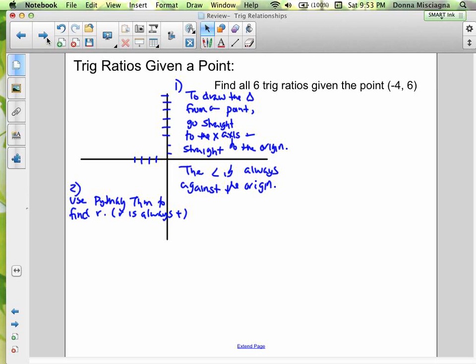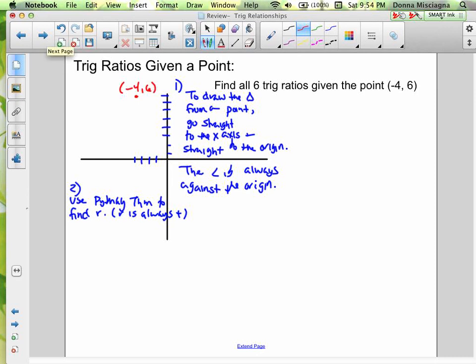I have listed the steps here. If the steps are not in your notes, it might be a good idea to write them down, particularly if you have any trouble with this. So step number 1, draw the triangle from a point. Let's first graph our point. We have the point -4, 6. Since my coordinate plane here didn't have any values on it, I have drawn some so I can draw a triangle. So there's the point, -4, 6.